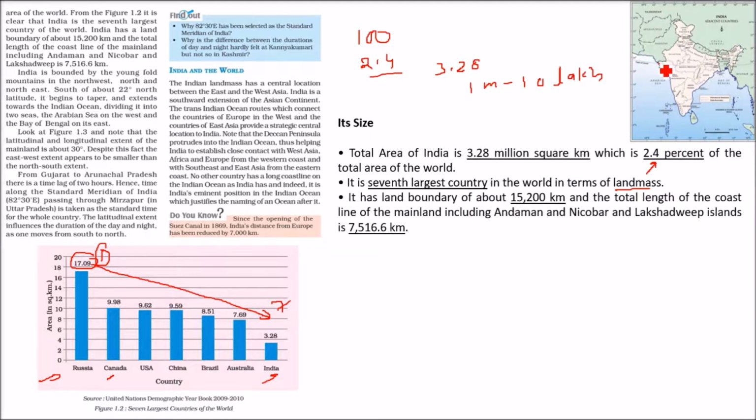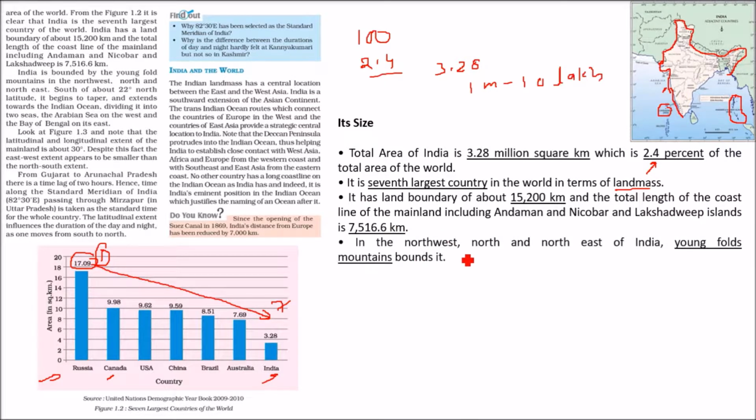We have the land boundary. If I start walking all the boundary and come back here, this land boundary is 15,200 kilometer. And if I start from here, I have waters, the sea. This is called the sea coastline, and it includes Lakshadweep and also the Andaman and Nicobar. If I take all the shorelines and walk by it, I will be walking 7,516.6 kilometer. So this is the land boundary and the coastal boundary.